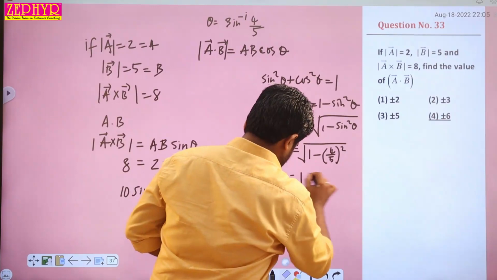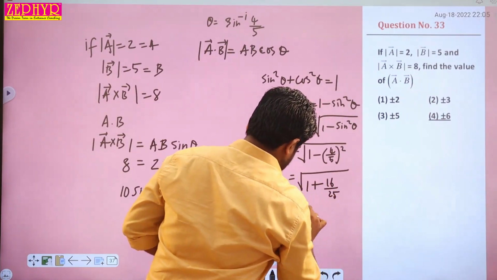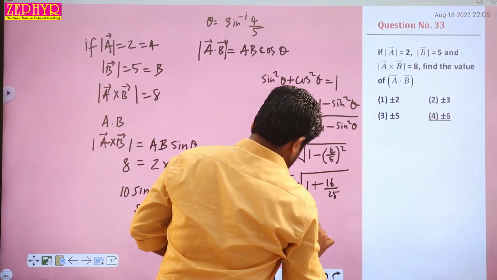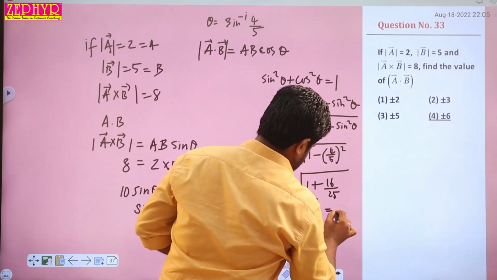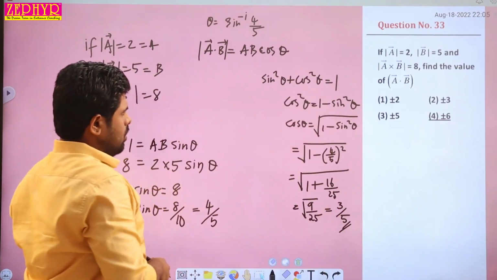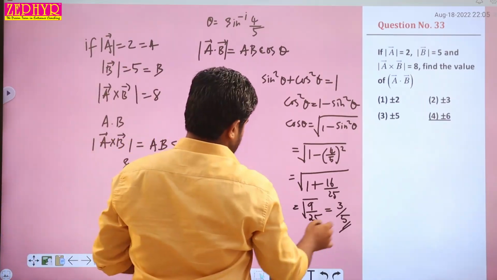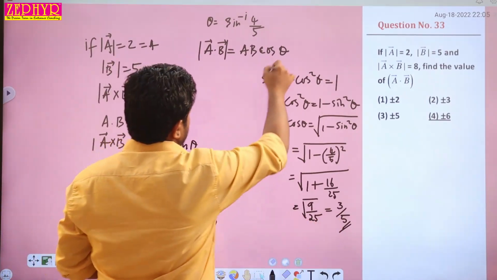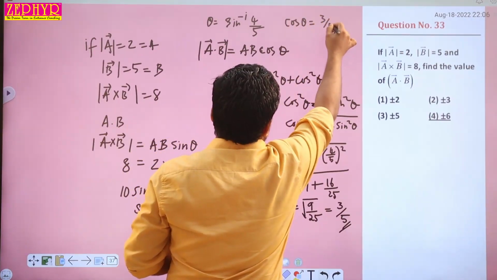It is equal to root of 1 minus 16 divided by 25, so it is equal to root of 9 by 25, which is equal to 3 by 5. Now we know the value of cos theta is equal to 3 by 5. So I substitute the value of cos theta.